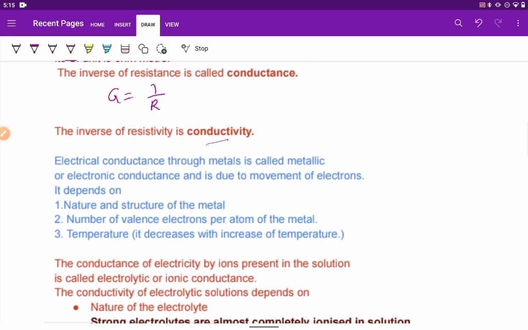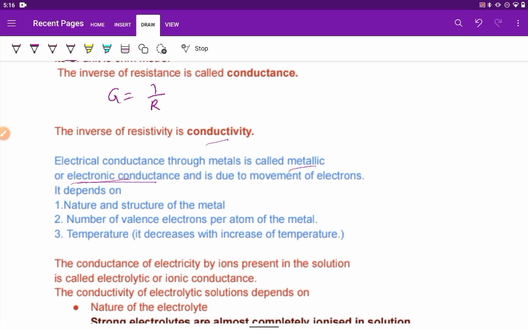Now, we know that metals are good conductors of electricity, and electrical conductance through the metals is called metallic or electronic conductance. The conductance in metals is due to movement of electrons.